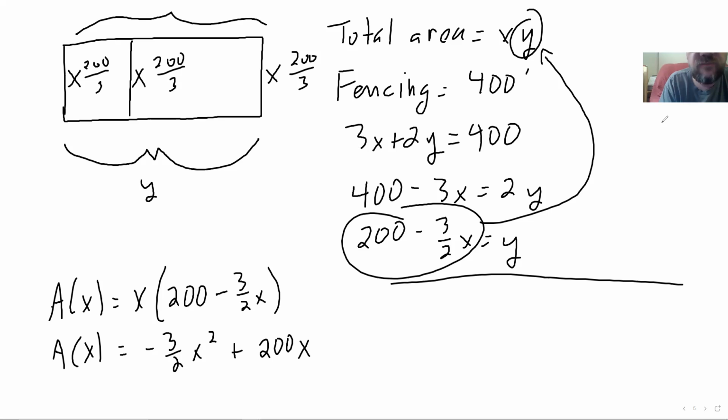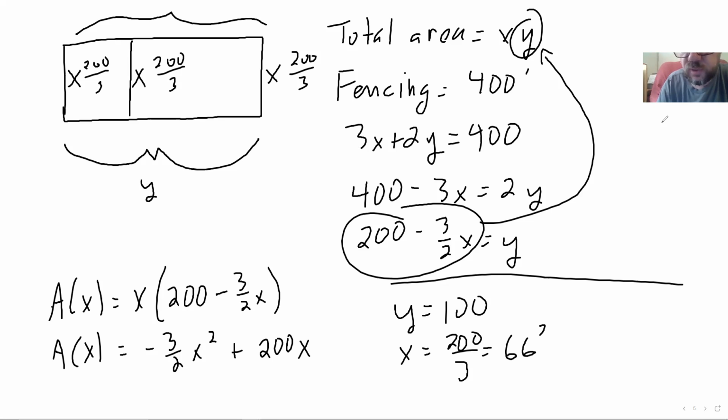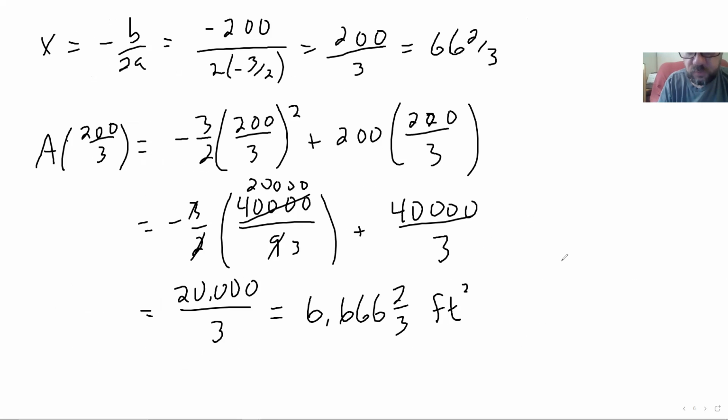And that means that I have 200 feet left for the horizontal parts. Split into 2 pieces is 100 each. So there you go. We've got y equals 100, x equals 200 over 3, which is 66 and 2/3. So there are the dimensions, and the area that we found was 6,666 and 2/3 square feet. And I think that's what I asked.